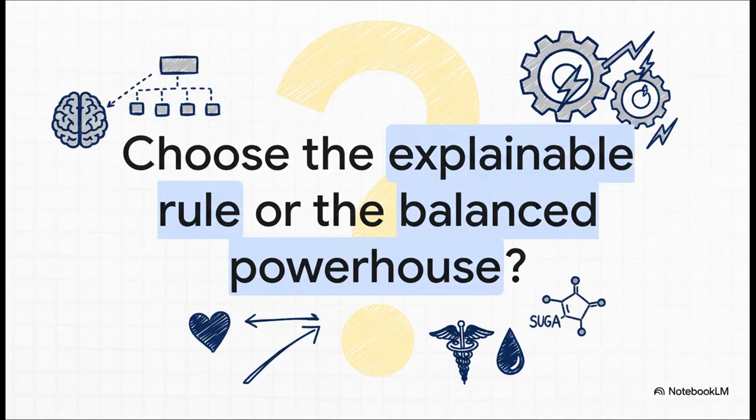So I'll leave you with this question. You've seen the data. You understand the trade-offs. For this clinic, what would you choose? Would you go for the simple, explainable rules of the decision tree or the powerful, balanced performance of the random forest? There's no single right answer here. It all comes down to what you and the clinic value most.